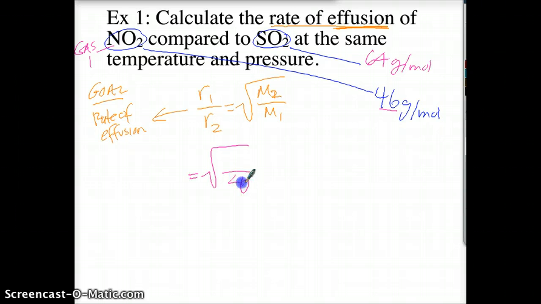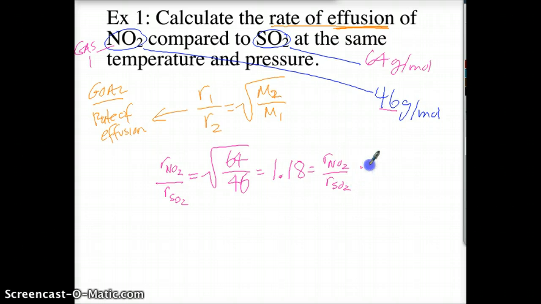We'll call NO2 gas 1, so therefore SO2 is gas 2. So therefore we have this relationship where the rate of my gas 1, which is NO2, divided by the rate of SO2, is equal to the square root of 64 divided by 46. If I do the math, the square root of 64 divided by 46 is 1.18, which is equal to rate of NO2 over rate of SO2.